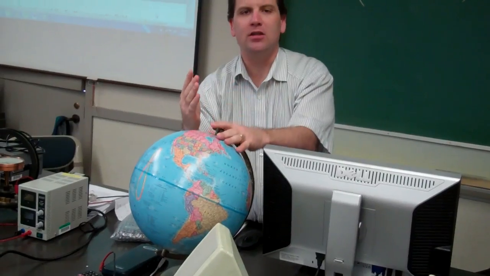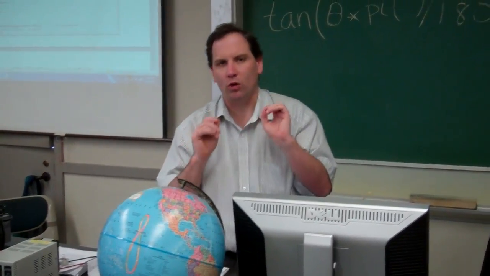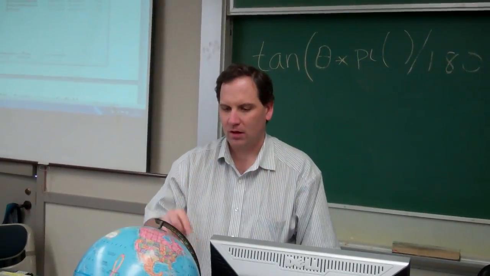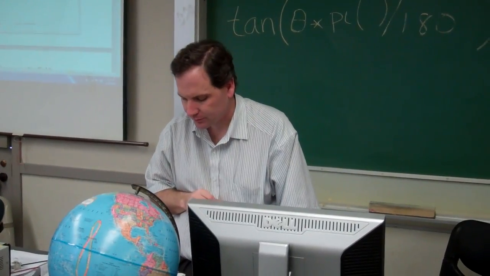Okay, Earth's magnetic field. It's as if it's a dipole magnet, a bar magnet, and it's 11 degrees off center at a tilt from the rotational axis of the Earth. So what happens as a result of that is the magnetic North Pole is not the same place as the true North Pole, the rotational North Pole.